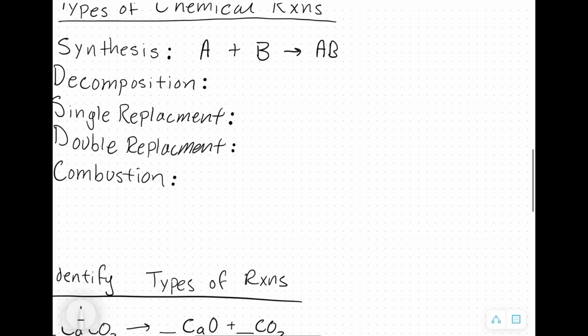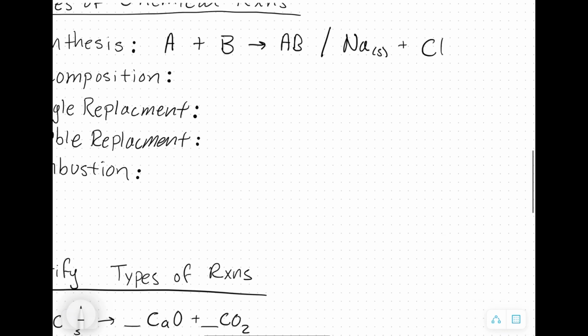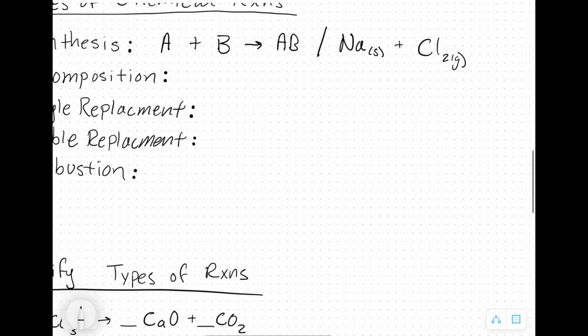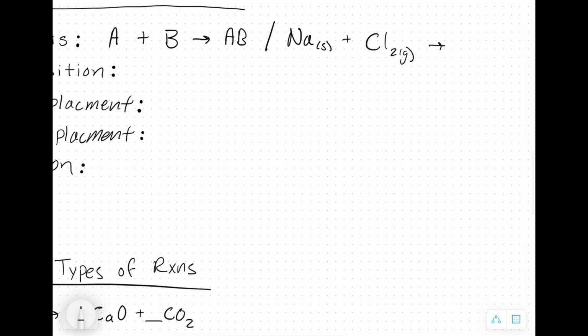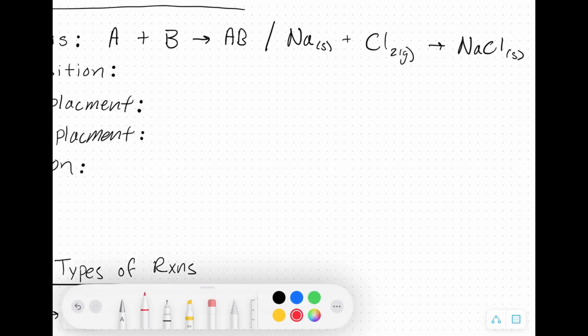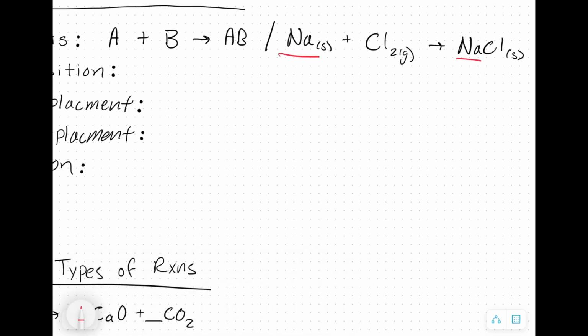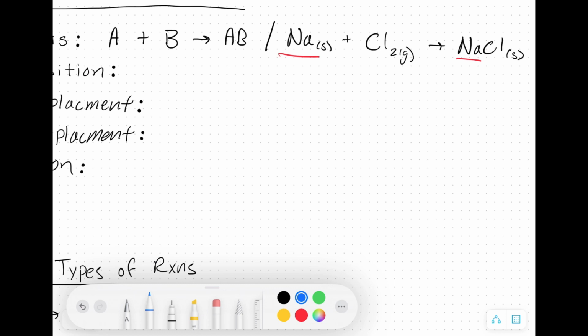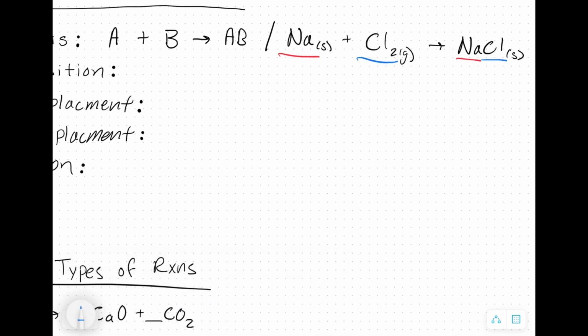So, for example, we might have something like sodium metal, so Na. And if I combine that with chlorine gas, those 2 different elements are going to combine and they're going to form NaCl, or sodium chloride. So we started with our Na and our Cl separated, and then after the reaction, I have one overall compound.